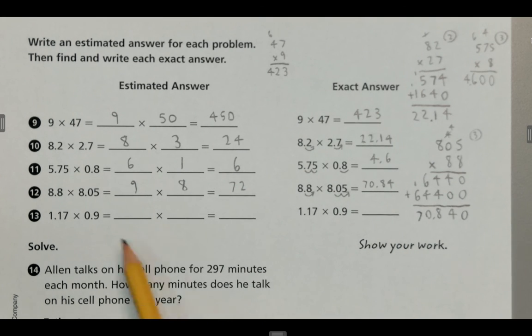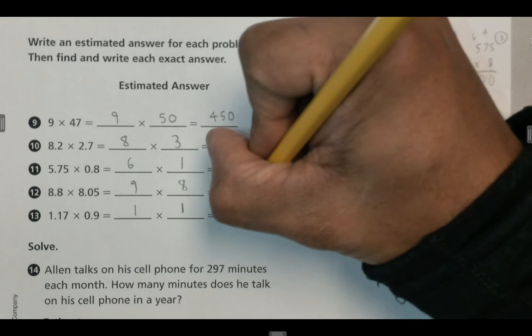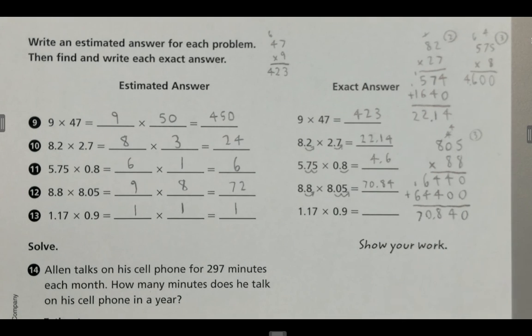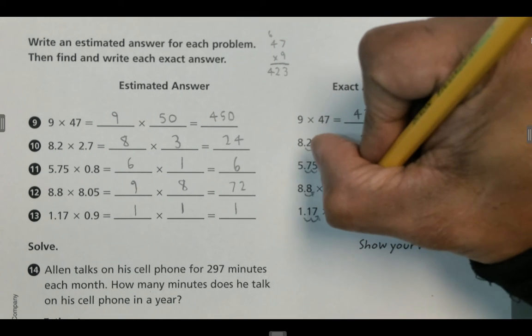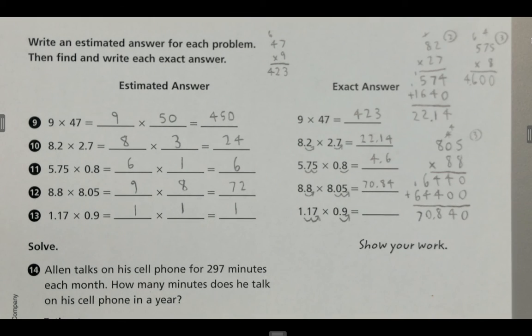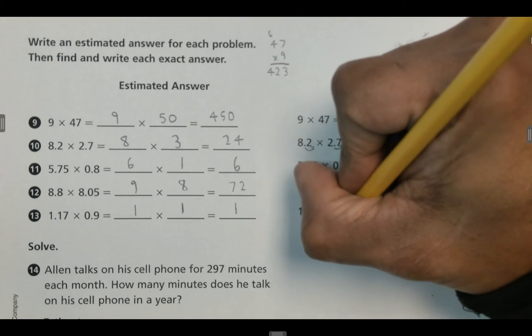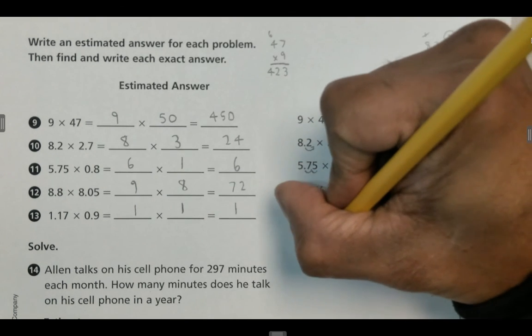And let's finish up with problem 13 here. First, come up with an estimate. I'm going to take this decimal and round it down to 1. I'm going to take this decimal and round it up to 1. 1 times 1, of course, is 1. How many pushes to clear decimal points out altogether? 3 pushes will do the trick. Side calculation, 117 multiplied by 9.